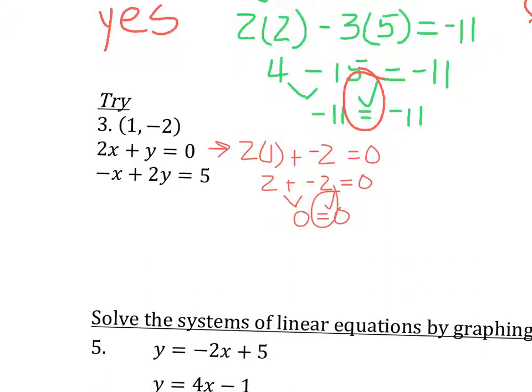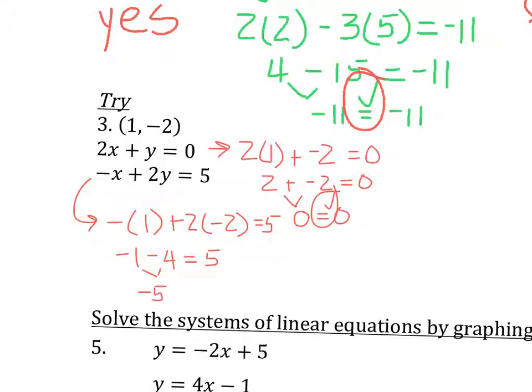Okay, let's go ahead and do the second one. So I bring down my negative sign that's in front of x, and then my x value for my ordered pair is 1, plus 2 times the y value for my ordered pair is -2, equals 5. Let's see if that's true. So up here, negative times 1 is just -1. 2 times -2 is -4, equals 5.